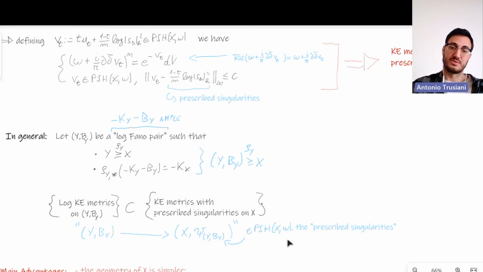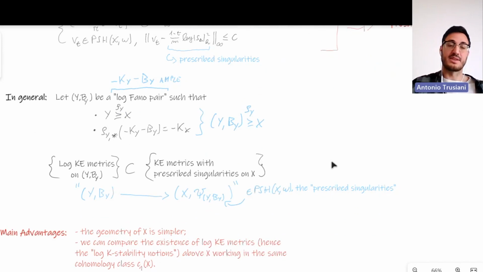We can study all Kähler-Einstein metrics on all Y that are above X. So this is in line with the minimal model program, if you want. So the main advantages are that the geometry of X is simpler, in general, and that, as I say, we can compare the existence of log Kähler-Einstein metrics, hence also a log K-stability notion above X, working directly in the same cohomology class as c_1(X).